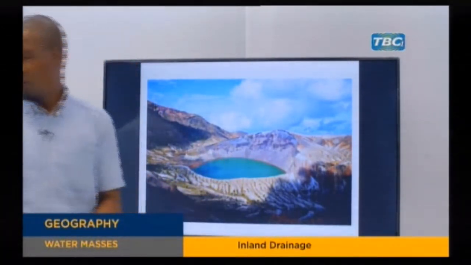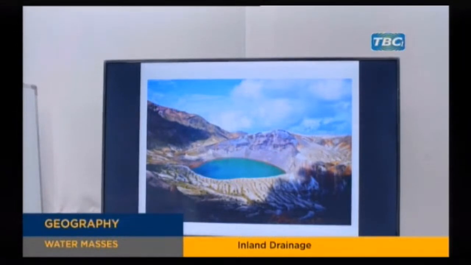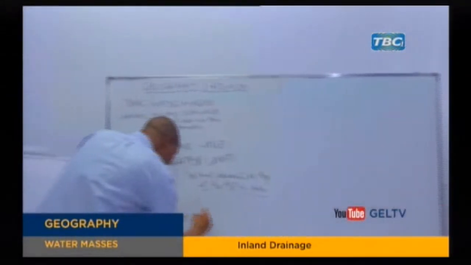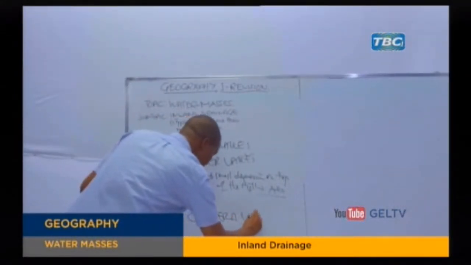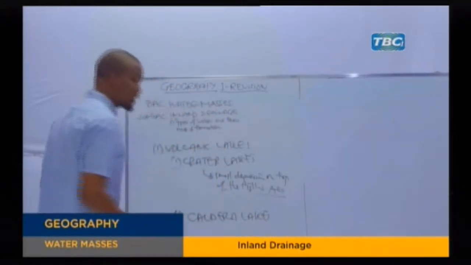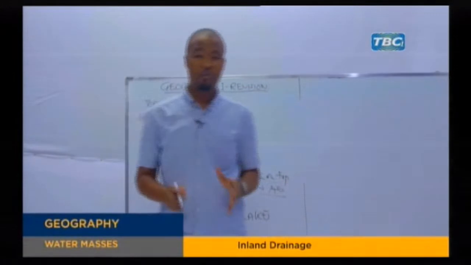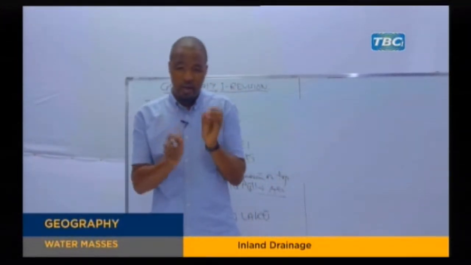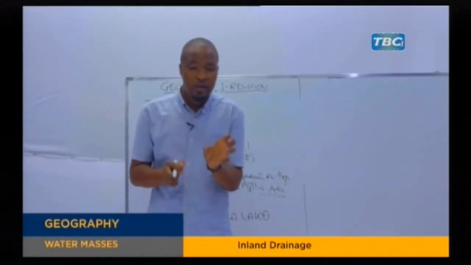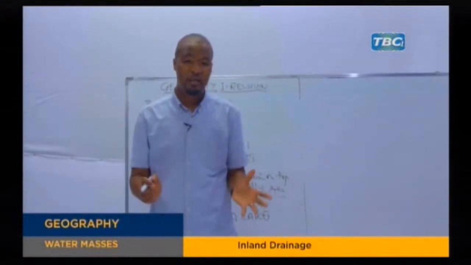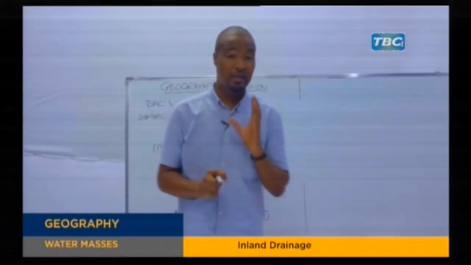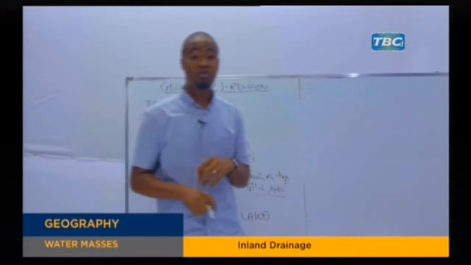Then from there, we have what we call the caldera lake, which is a type of volcanic lake. So what is a caldera lake? A caldera lake refers to the lake formed when water has occupied a small crater inside the caldera. Because we know what a caldera is. Caldera refers to the central crater.